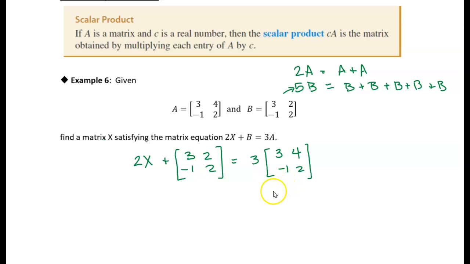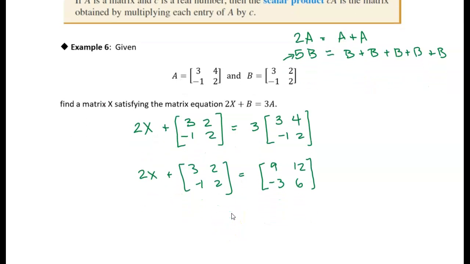Let's first do this scalar multiplication. I'm multiplying this matrix times 3, which is essentially taking that matrix and adding it to itself 3 times. But I'm just going to take each element in the matrix and multiply by 3. So 3 times 3 is 9, 3 times 4 is 12, 3 times minus 1 is minus 3, and 3 times 6 is, sorry, 3 times 2 is 6. So there's 3 times A. I'm just going to copy B down as is: 3, 2, minus 1, 2.